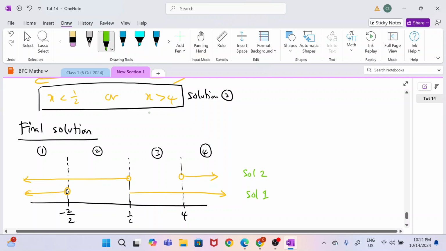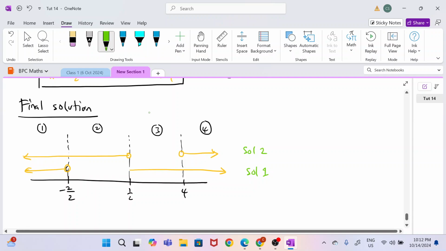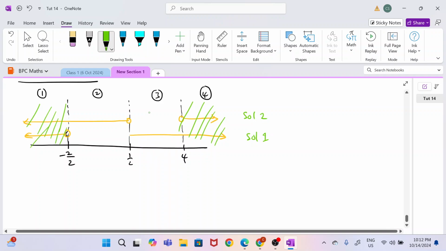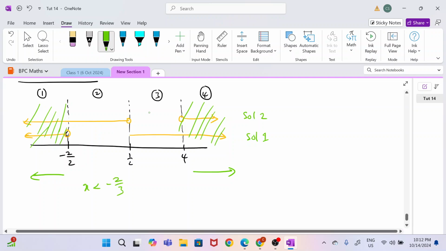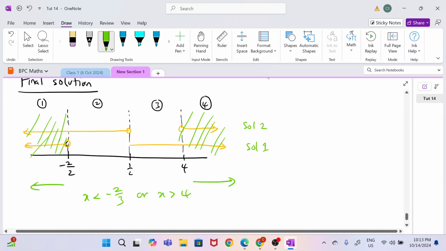Now in which partition you can see the intersection, the overlap, this one. So the final solution is from here to here. This one there's no plus minus. We just put the two solutions and take the intersection part. So here the answer is x is less than 2 over 3 or x is greater than 4. This is the final solution.